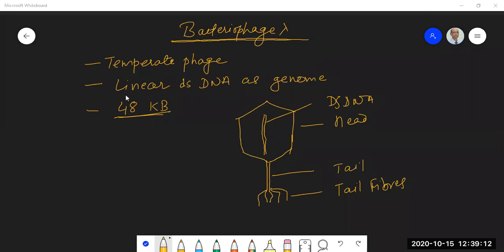The size of the genome is only 48 kilobase pairs. You can understand, a very limited number of genes. This is how bacteriophage lambda looks. This is the double-stranded DNA, right? You have this head, which is made up of proteins. This is the tail, and there are tail fibers, right?